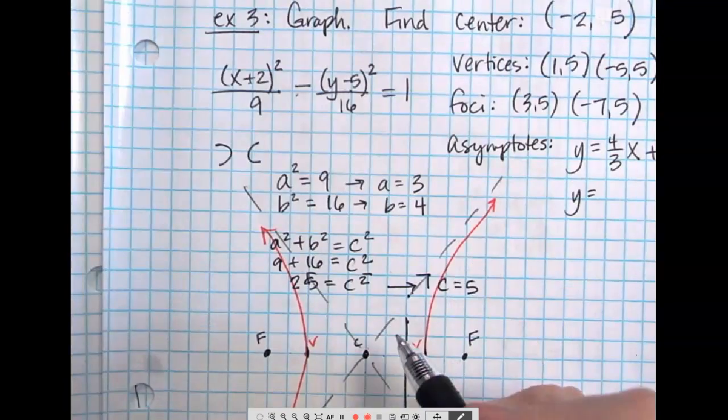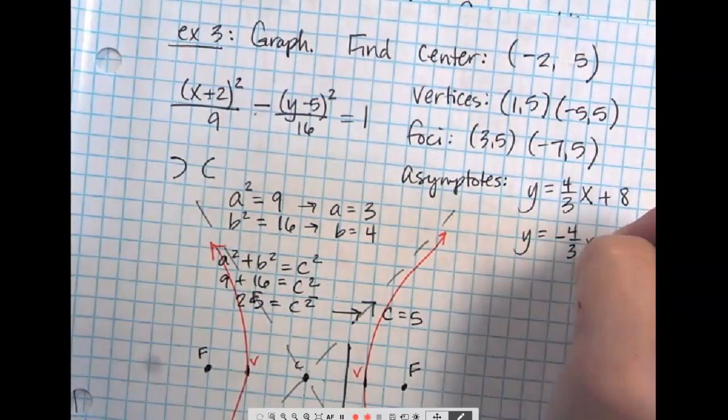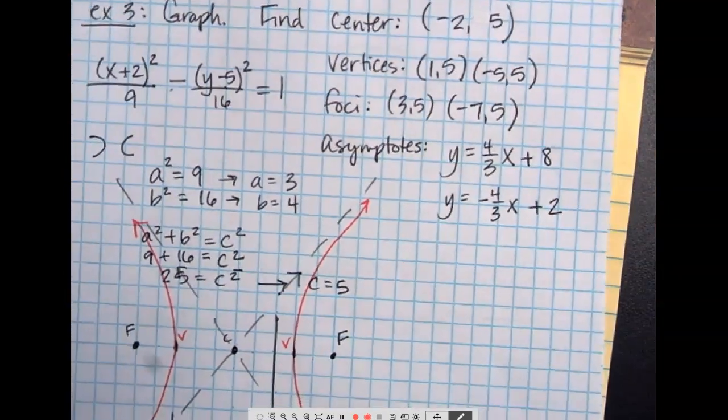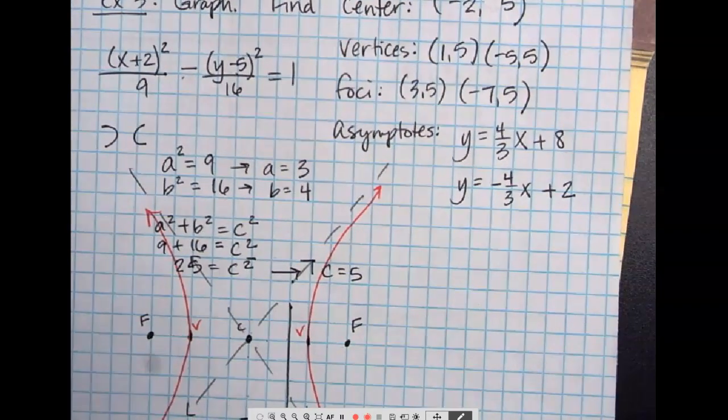Okay, the other one, the slope is still rise 4, but run -3. So it's -4/3 x, and its y-intercept is just 2. So plus 2. Question? Okay. All right. 2 more to go.